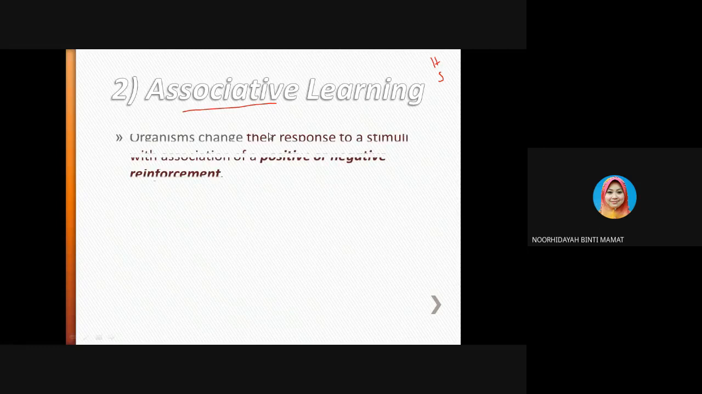All right. So we move to the second type of learned behavior, which is associative. Just now, for the non-associative, we had habituation and sensitization. Well, for the associative learning, what do we have? So we learn about the associative learning first. Associative learning is when the organism changes their response to their stimuli with the association of positive or negative reinforcement.